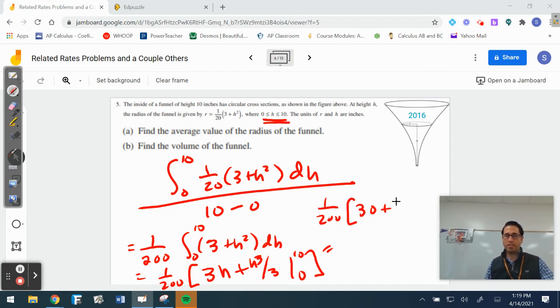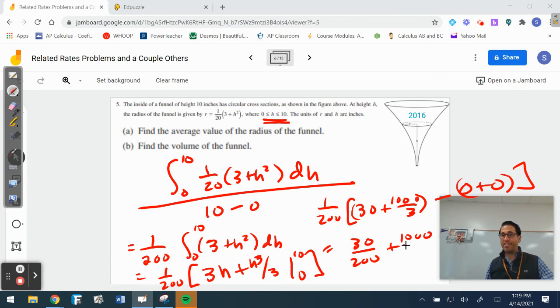I get 30 plus 1,000 over 3, right? And then minus 0 plus 0. So my final answer is going to be 30 over 200 plus 1,000 over 600. Simplify. That's a 3 over 20, simplify, simplify. That's a 10 over 6 or a 5 over 3.